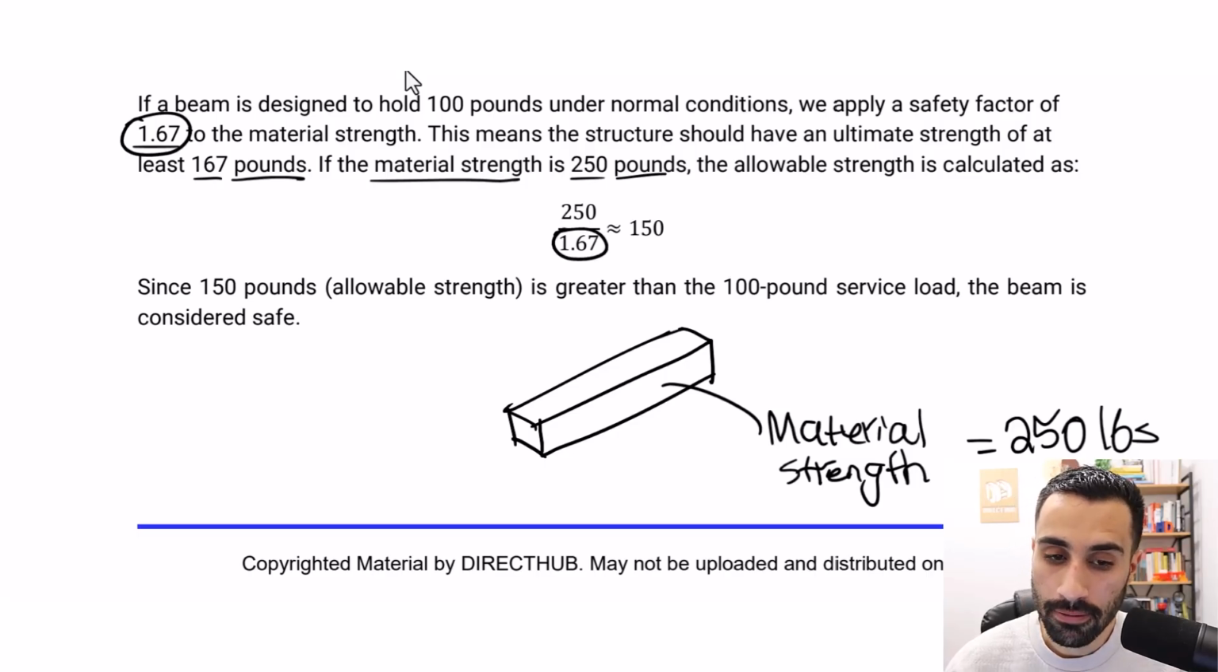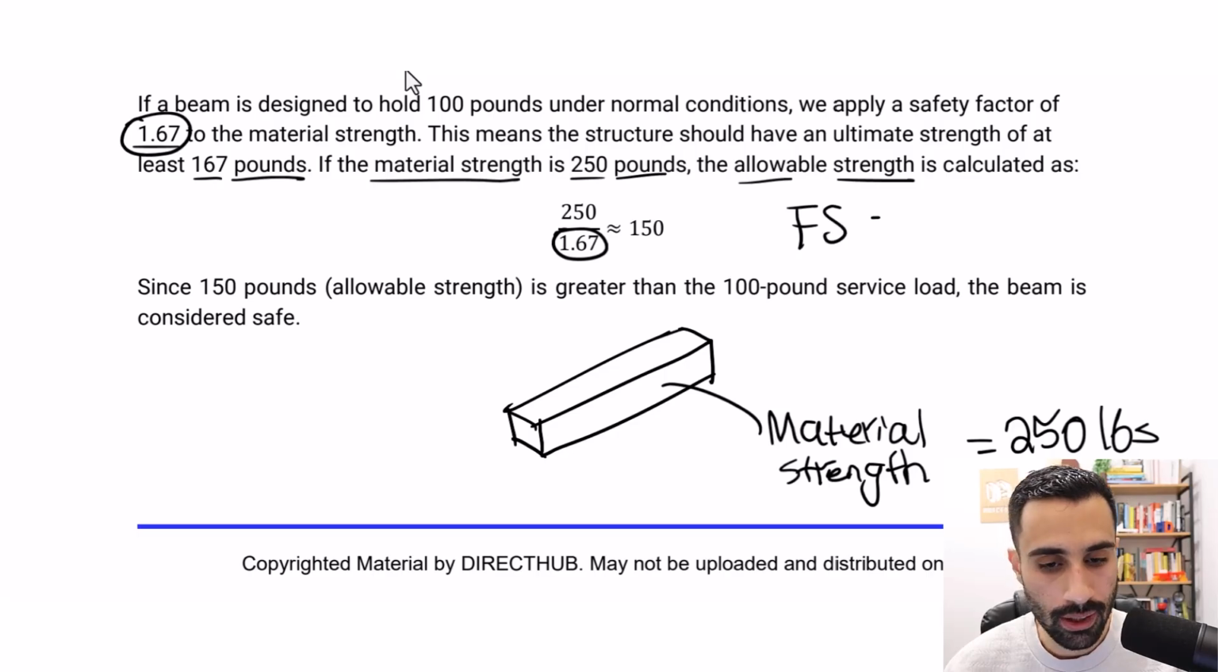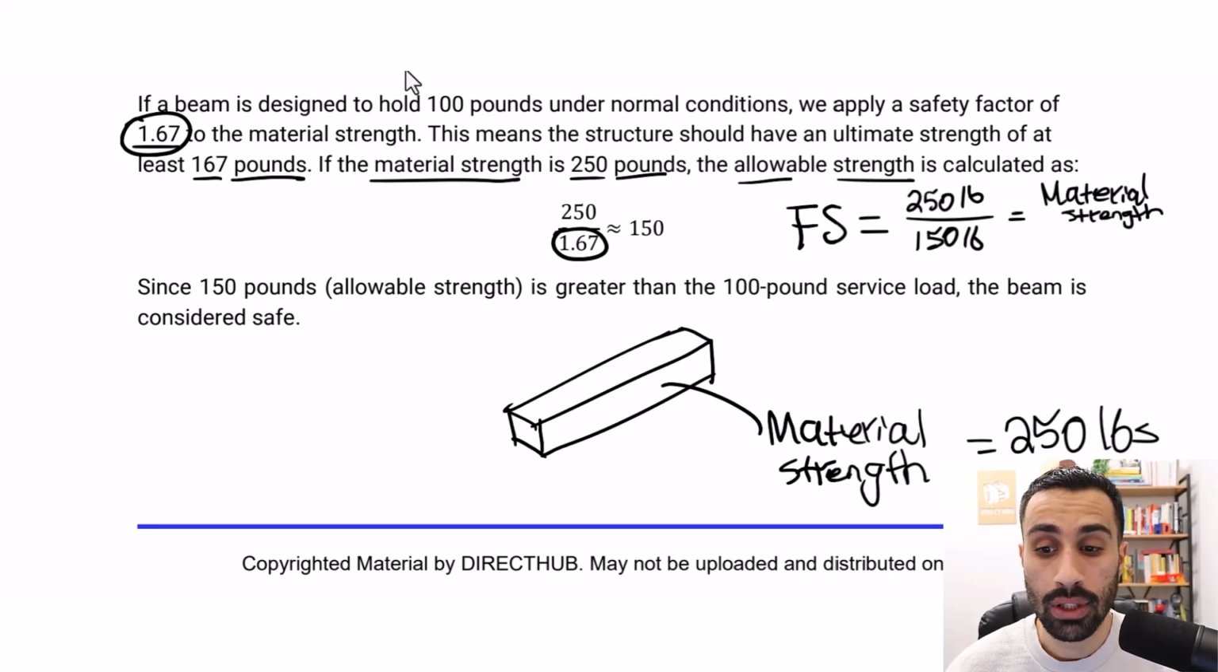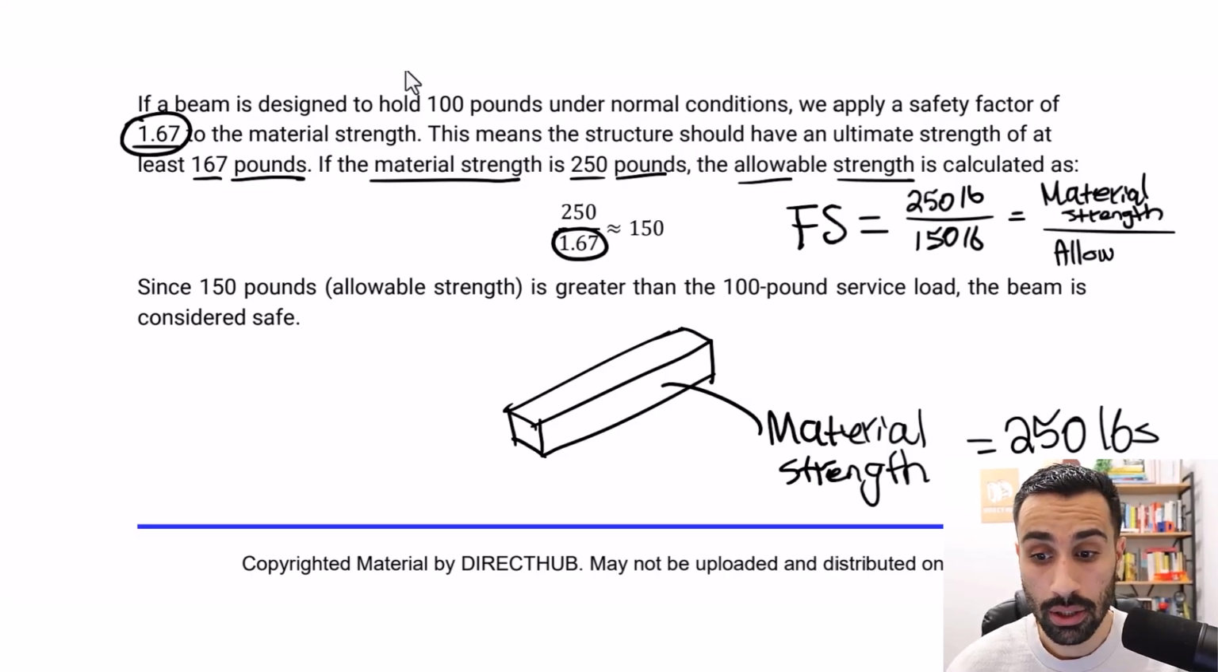And then this 150 is going to be the value that it's the allowable strength. So when we rearrange it, the factor of safety is going to be that 250 over the 150, the 250 pounds over the 150 pounds. And that 250 pounds is the strength of the material, and we divide that by the 150, which is the allowable strength. So this is what we are allowed to load this at, the allowable strength.